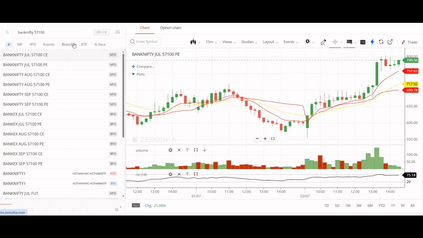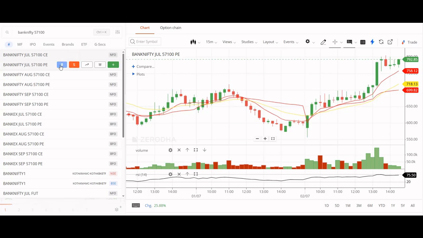Same like in Nifty we have a weekly option, but in Bank Nifty we don't have a weekly option. So for Bank Nifty we should always go with the monthly options only, and in Nifty we can go with either weekly options or monthly options as well.